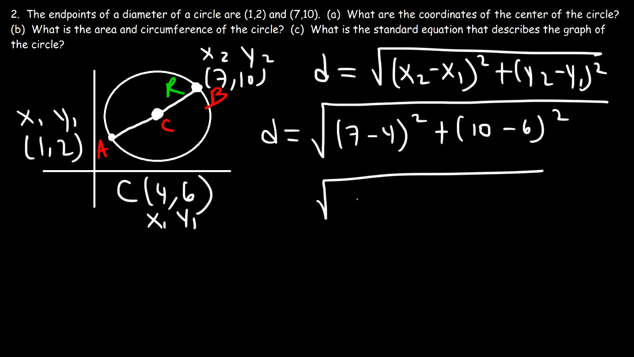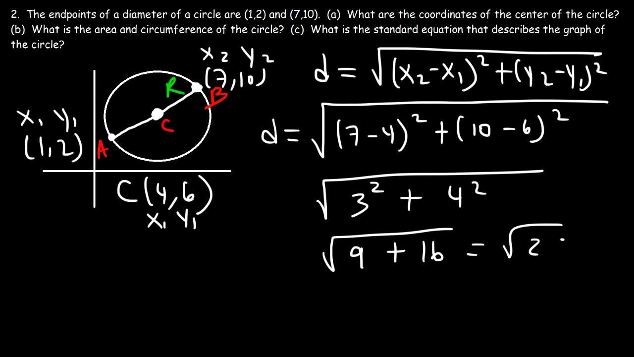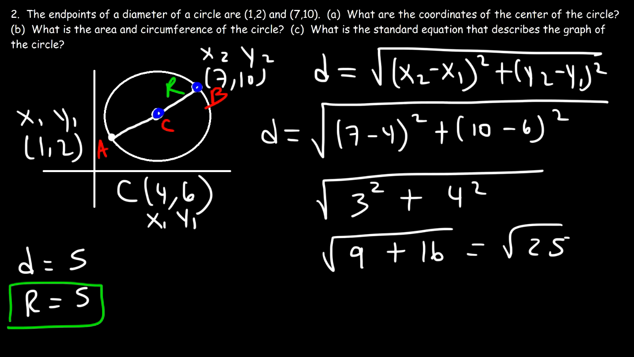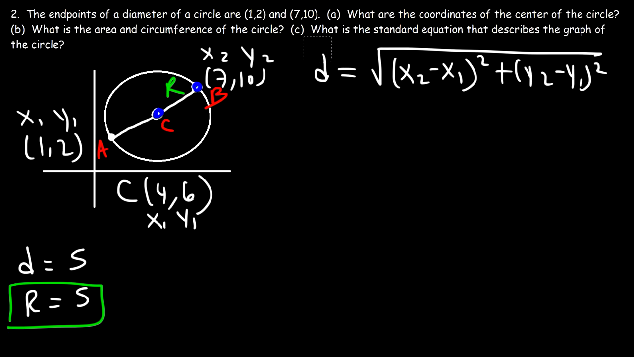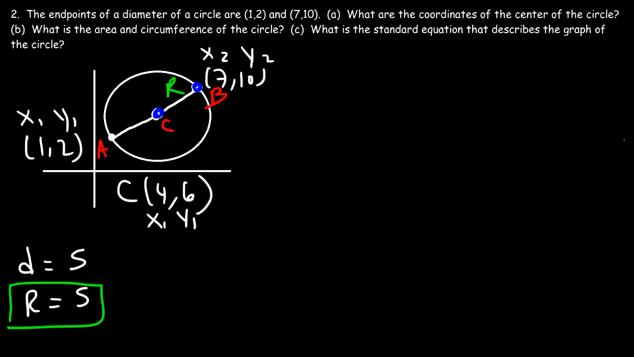Now 7 minus 4 is 3, and 10 minus 6 is 4. 3 squared is 9, 4 squared is 16. 9 plus 16 is 25, and the square root of 25 is 5. So the distance between points C and B is 5, which means that the radius of the circle is 5. So now that we have the radius of the circle, we can calculate the circumference and the area of the circle.